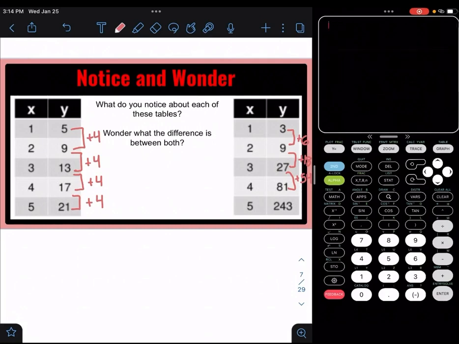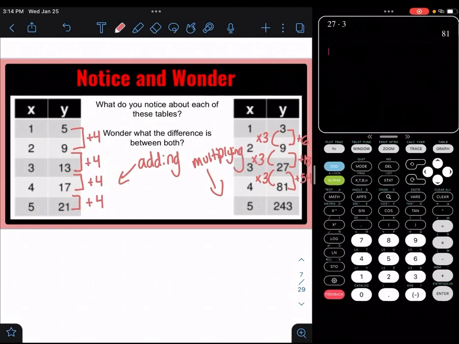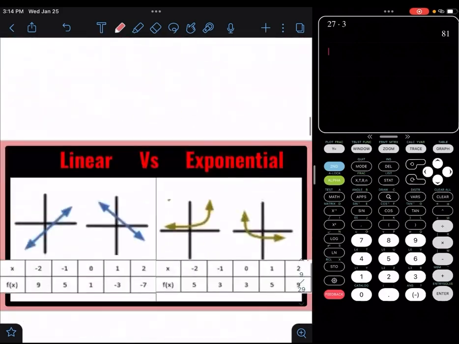What if I tried to multiply? How do I get from 3 to 9? 3 times 3 equals 9. 9 to 27? Oh, I would also multiply by 3. 27 times 3, does that give us 81? That does. Oh, so I noticed that this one is adding, and I noticed that this one is multiplying. They both have the same x's, they're going up by the same value, but how you get from one number to the next is different.